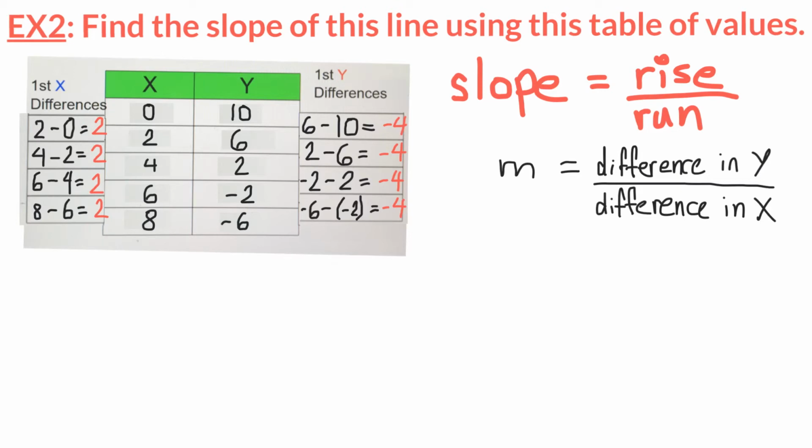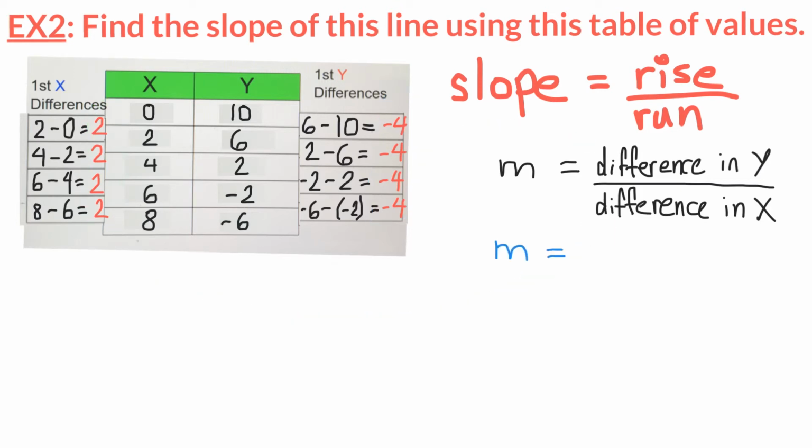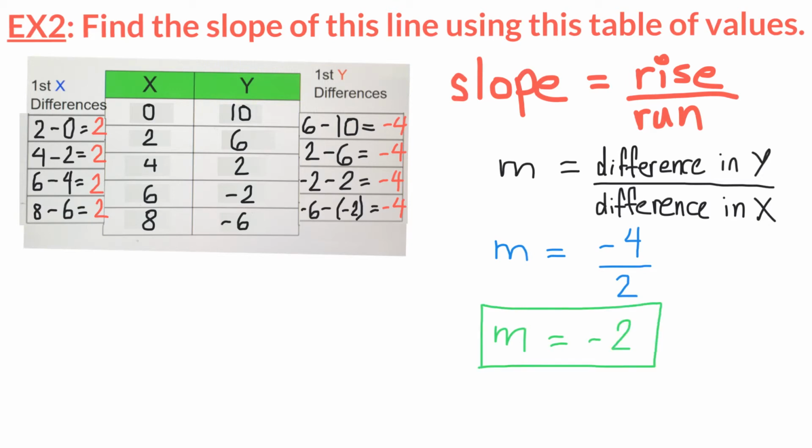Now let's plug these numbers into our formula. m equals negative 4 over 2. When we divide, m equals negative 2. Notice the slope of this line is negative 2.